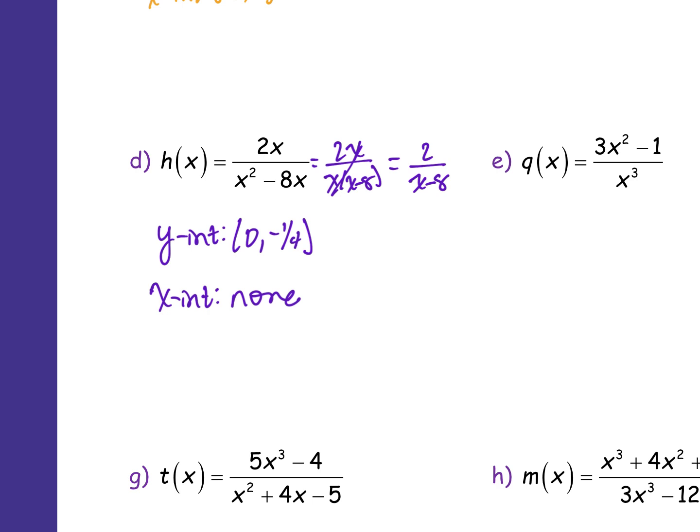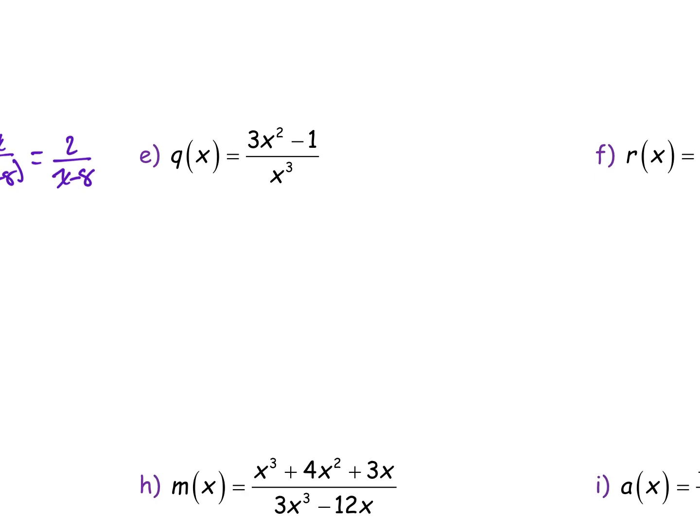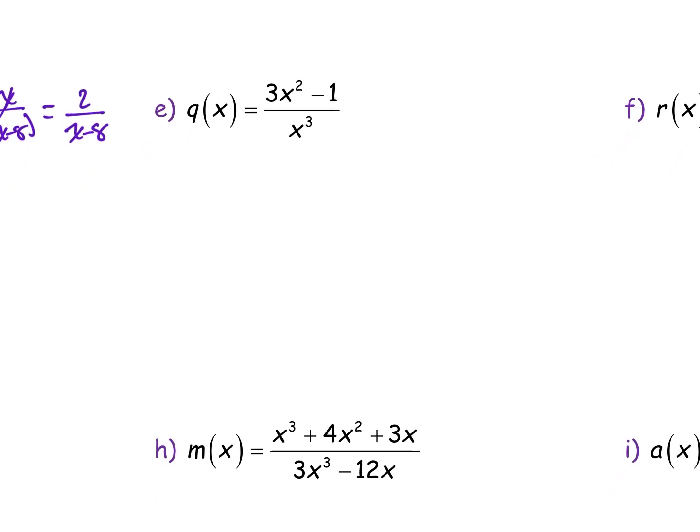Is that good? Okay. Daniel's like, yeah, that's right. Thanks. This one doesn't simplify. So I got my y-intercept as none, because I can't have a 0 in the denominator. And my x-intercept as plus or minus the square root of 1/3, 0.